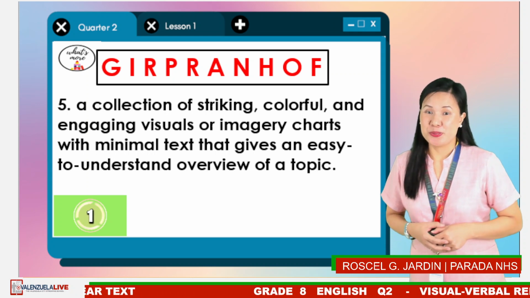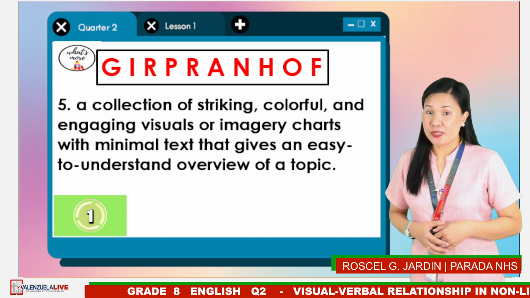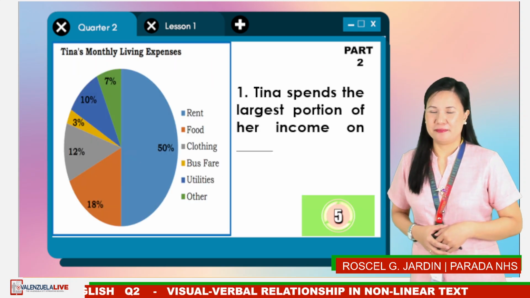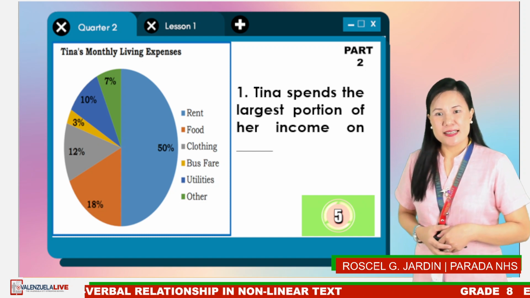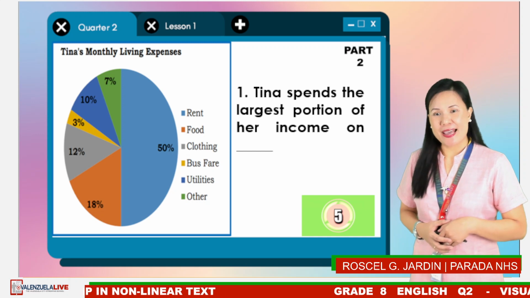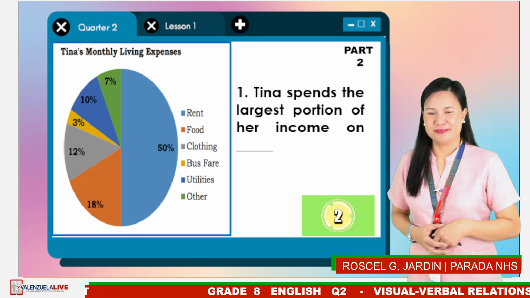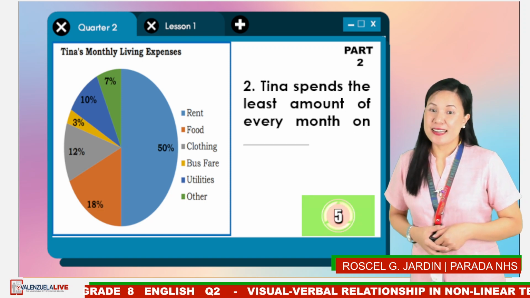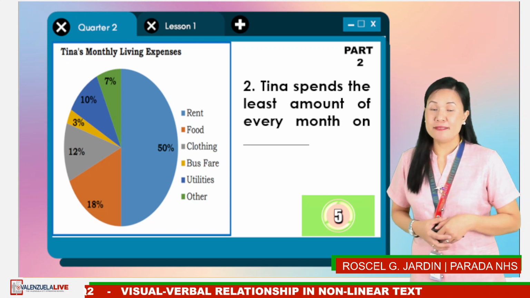For part two, interpreting pie or circle graph. Type or key in your answer in the comment box as they appear in the graph. Number one, Tina spends the largest portion of her income on blank. Number two, Tina spends the least amount every month on blank.